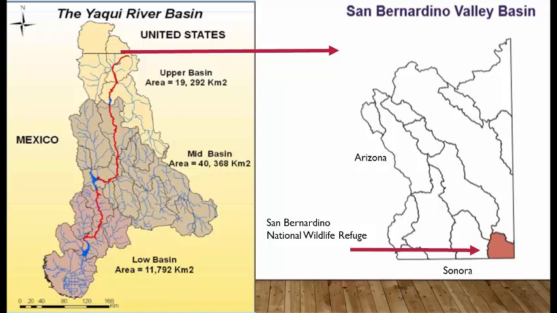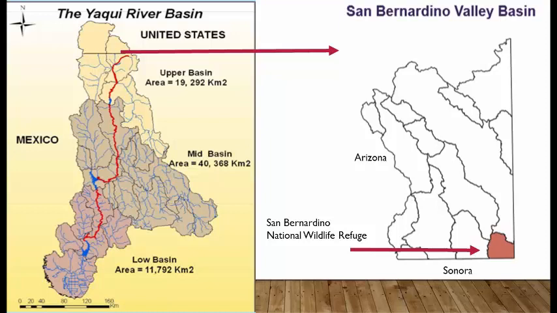A really easy example is the following. We're looking at the upper Rio Yaqui Basin, and again, we take a big basin and we start breaking it down into smaller basins, right? So the Rio Yaqui Basin has three sub-basins: upper, middle, and lower.